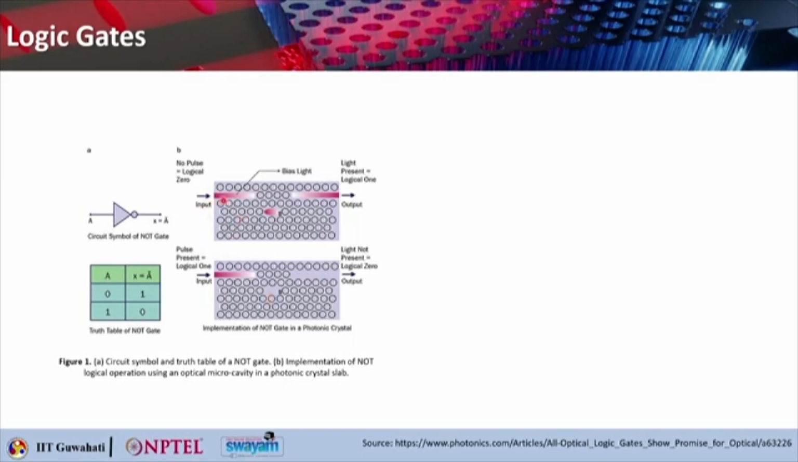But in the absence of laser pulse, which is a 0 state, the coupling of the cavity and the output is effective. So the biased light can get coupled to the cavity and then get further coupled to the output waveguide, and you can get some output here. That is like logical 1 state. So you can say that this particular device works as an optical NOT gate.